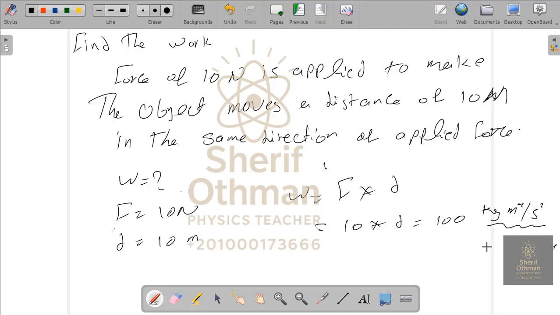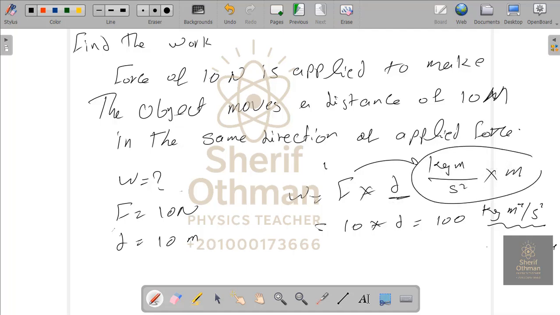So the work can be measured by joule, which is the main unit, the SI unit, or can be measured by kilogram meter squared per second squared. Force has a measuring unit, as we said before, kilogram meter per second squared, multiplied by distance, which is measured by meter, so the final unit is kilogram meter squared per second squared.